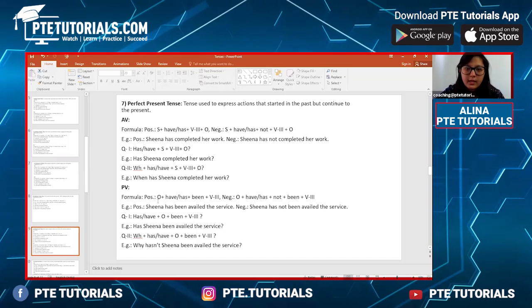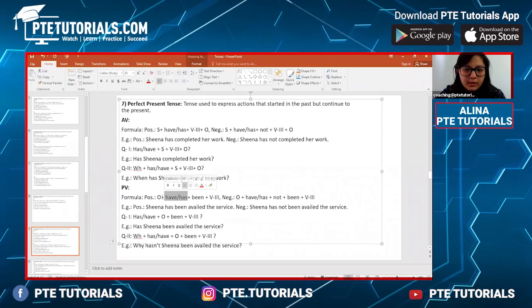Question 1 would be has/have plus subject plus verb 3 plus object. I just took have/has before the subject and made the formula for question 1. For question 2, I just put wh before question 1 and made the formula for perfect present tense. That was active voice. Now passive voice. Passive voice as well has have/has, and before that there is the object and been is used.